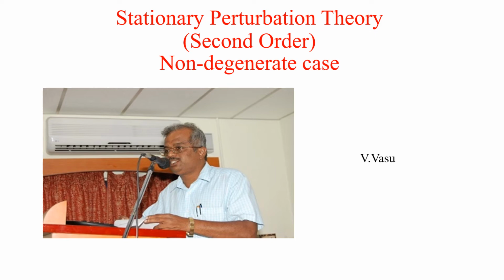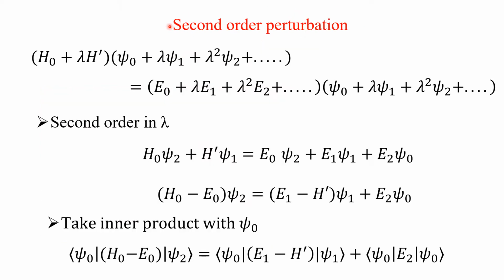Already we have seen the first order perturbation theory, that is a time independent stationary perturbation, particularly for a non-degenerate case. Now we will see the second order perturbation theory for a stationary state and non-degenerate case. In the case of first order perturbation theory, we have written the eigenvalue equation H psi equals E psi, in terms of lambda parameter.